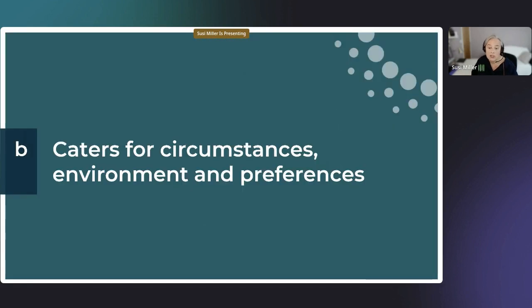So let's move on now to our next tangible benefit of accessible learning content, and that is that it caters for our learners' circumstances, environments, and preferences. So we'll start with circumstantial or temporary access needs.